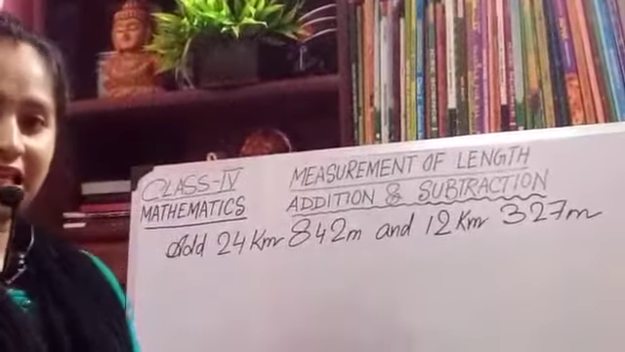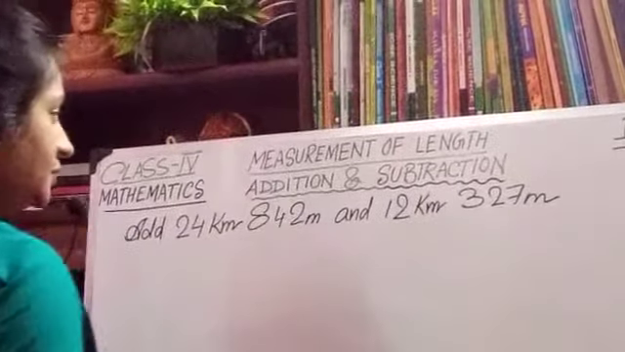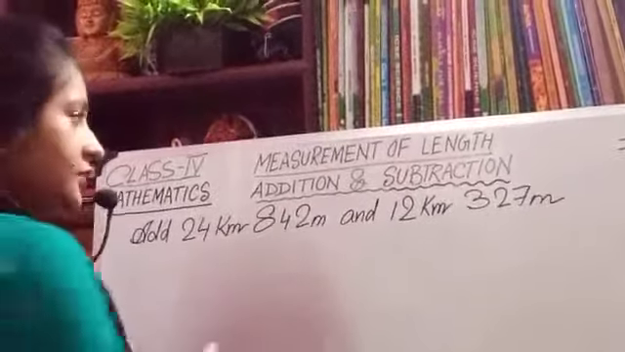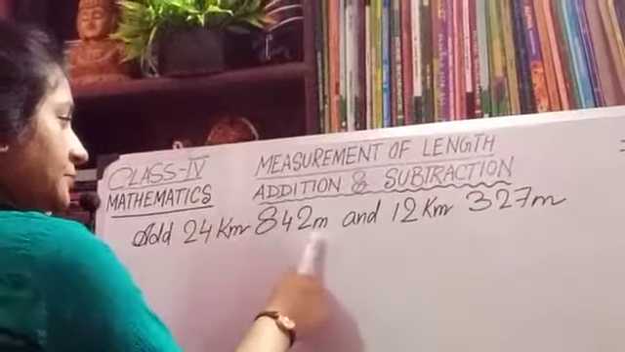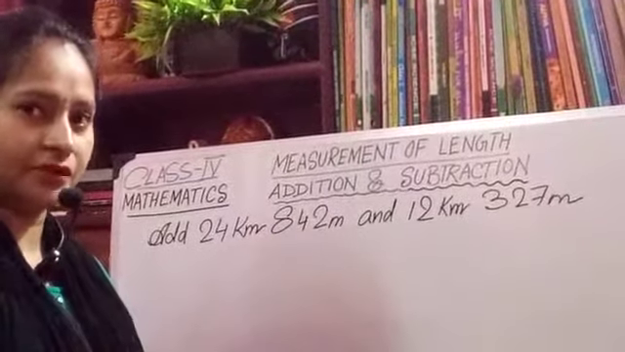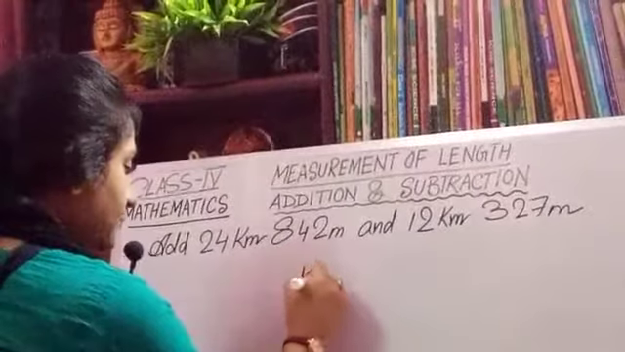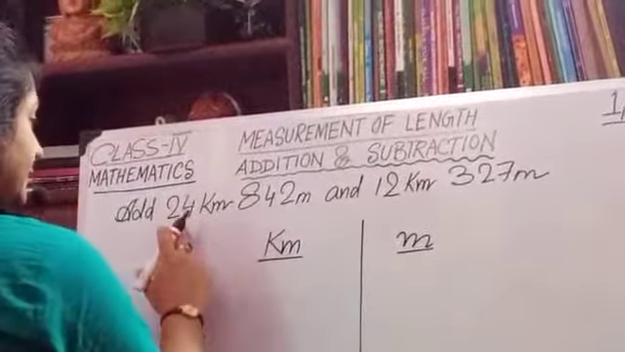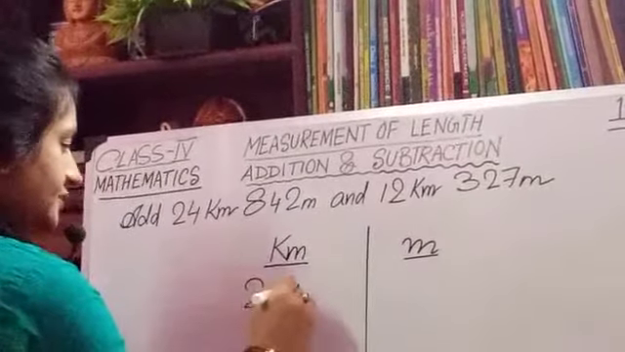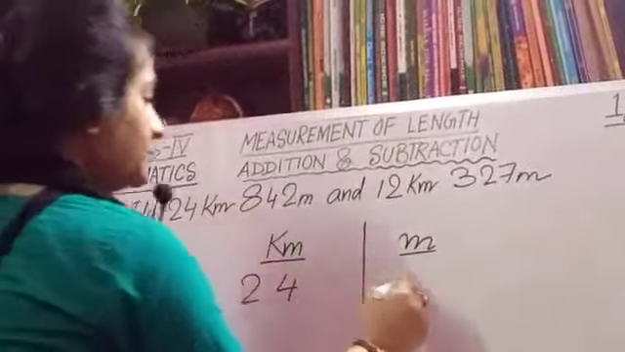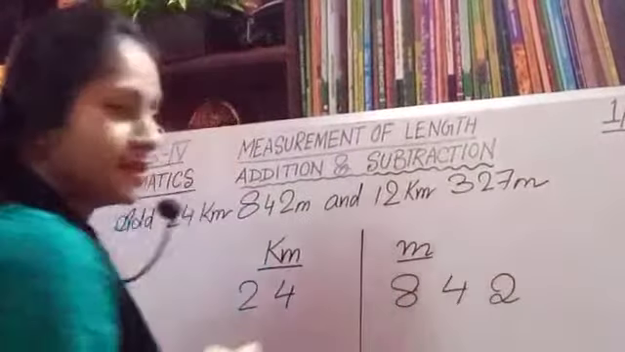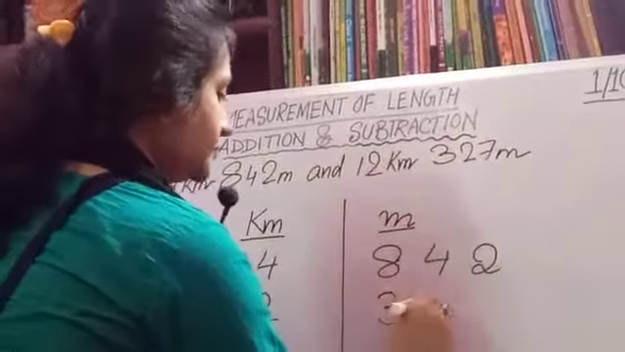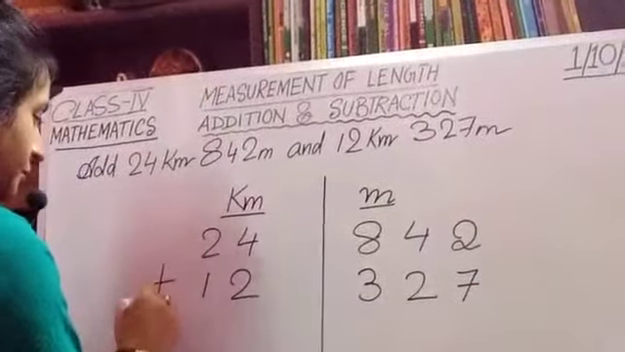Now my first sum is addition. Add 24 kilometer, 842 meter and 12 kilometer, 327 meter. Now there are two units given, kilometer and meter. So I'm going to make two separate compartments for them. The first compartment is for kilometer and the other for meter. Now 24 kilometer, so 24 will sit in the kilometer compartment, 842 meter, so 842 in meter compartment. Now comes 12 kilometer, 327 meter, and I'm going to put the proper sign.